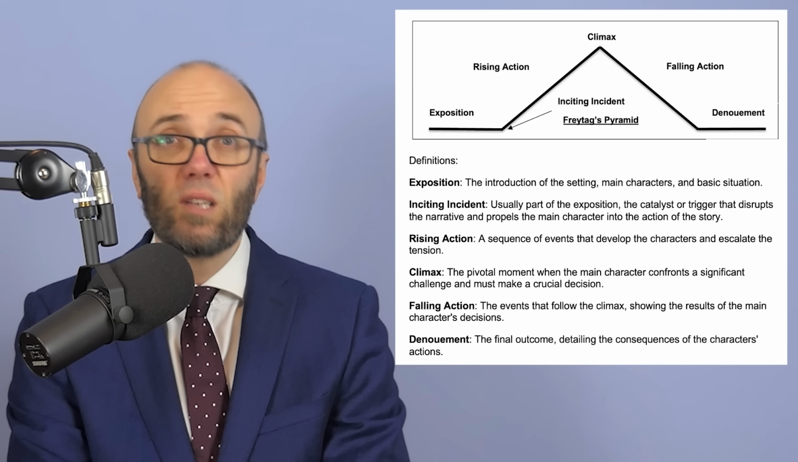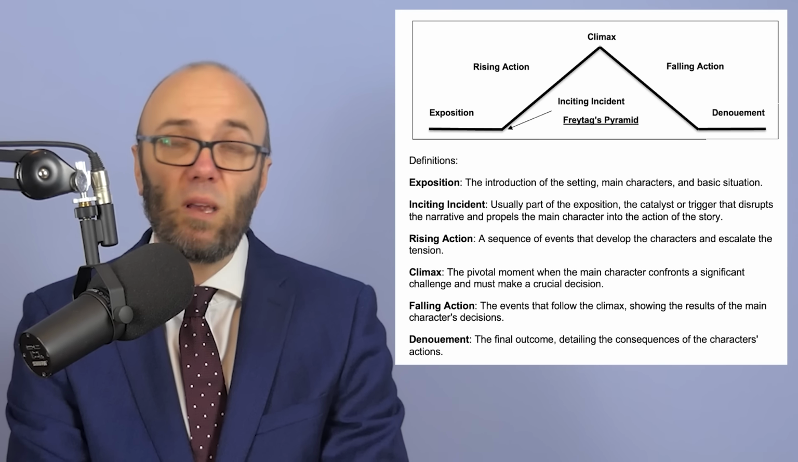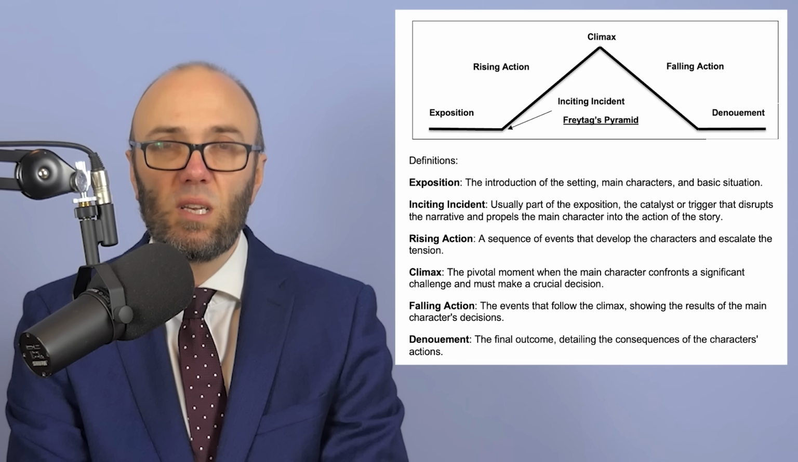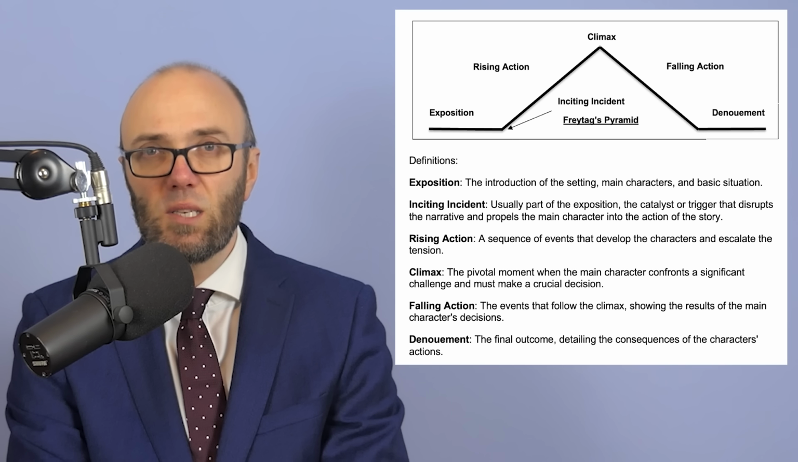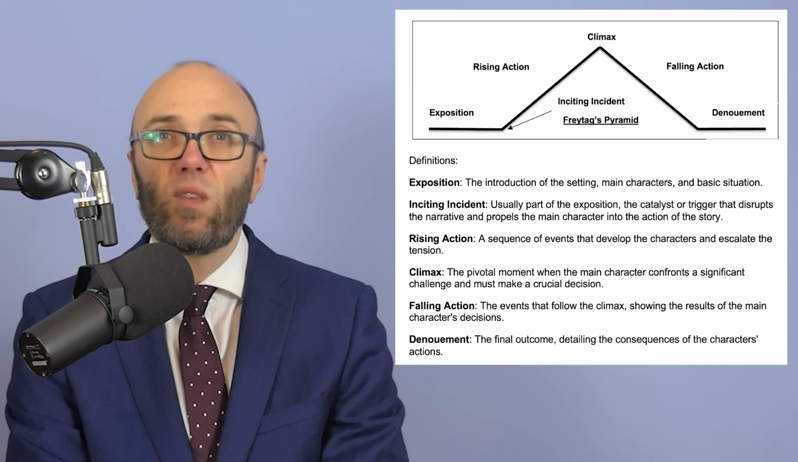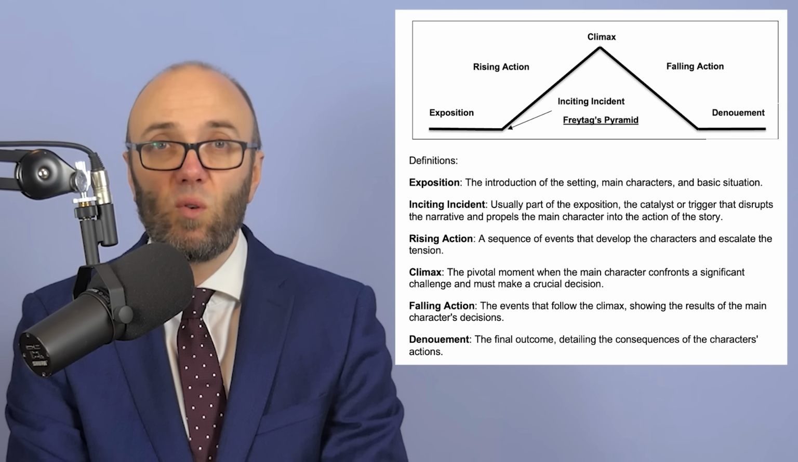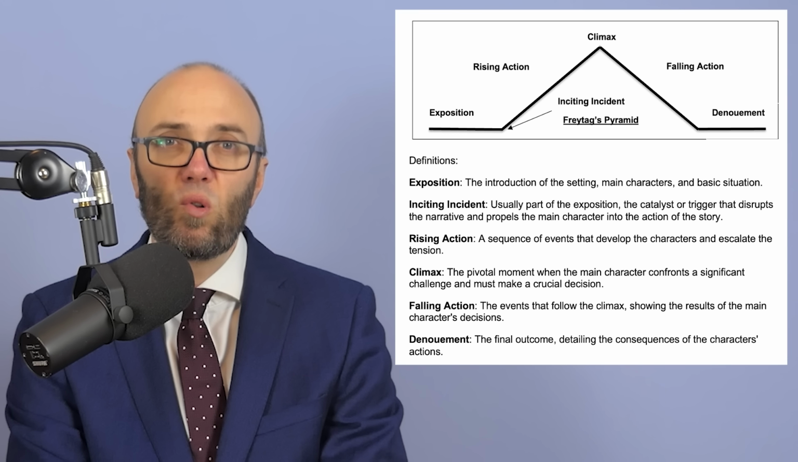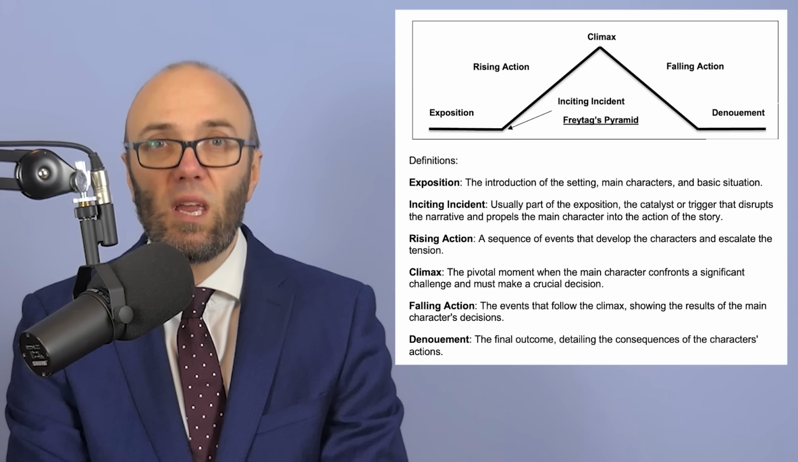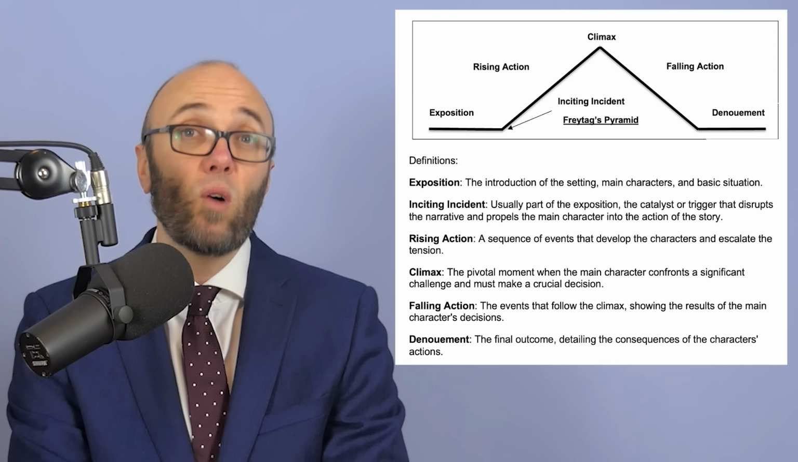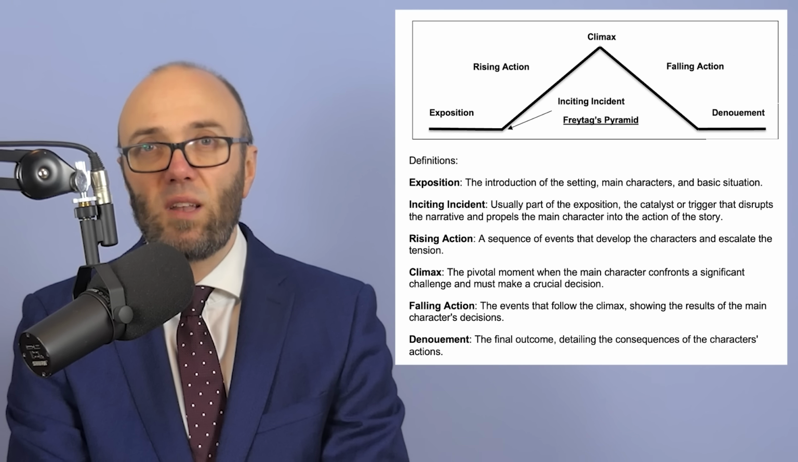In Macbeth, the inciting incident is when Macbeth meets the witches and they give him their prophecies. In A Christmas Carol, the inciting incident is the visit of Marley's ghost. In Romeo and Juliet, the inciting incident is when Romeo and Juliet first meet at the Capulet Ball. So the inciting incident is not the big event in the story, it's the thing that happens that will ultimately lead to the big event or climax.